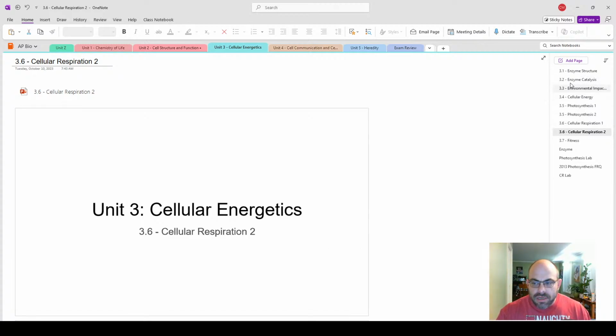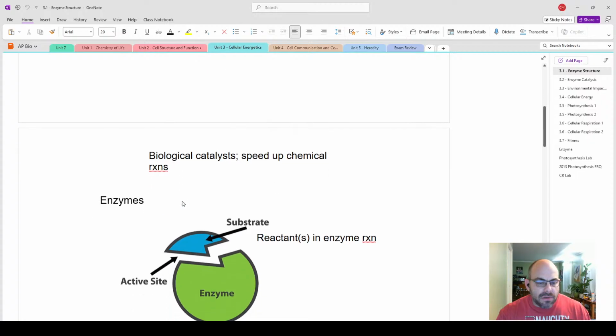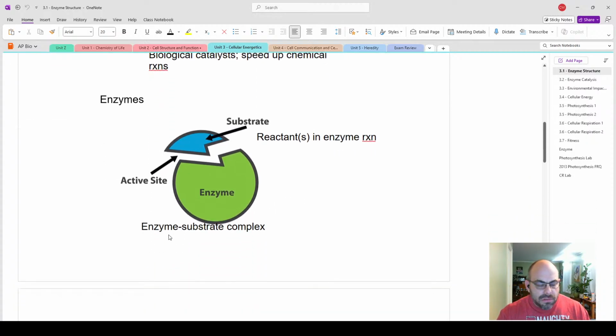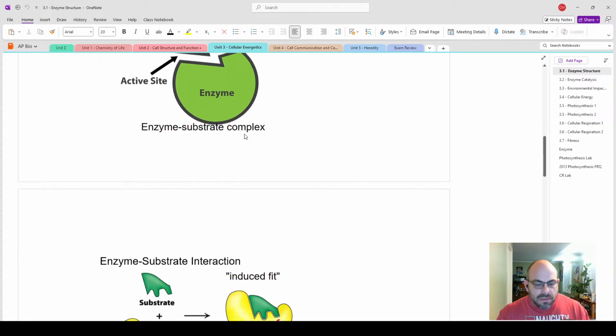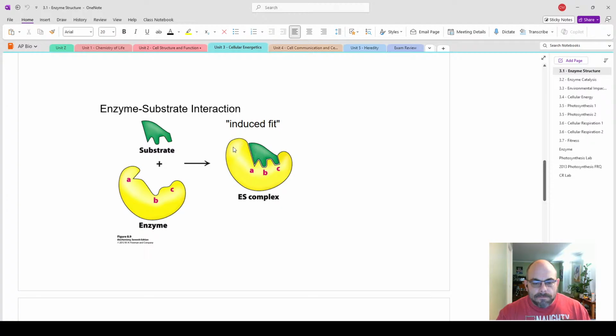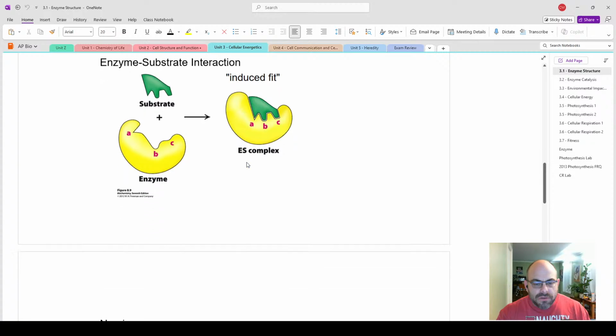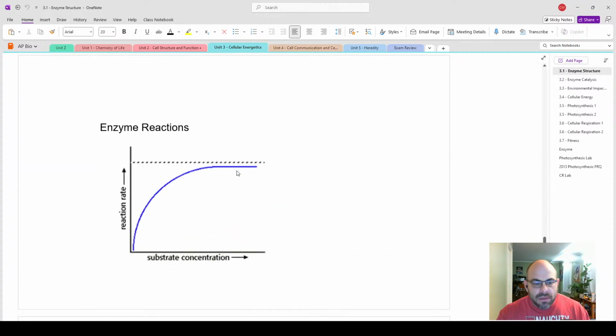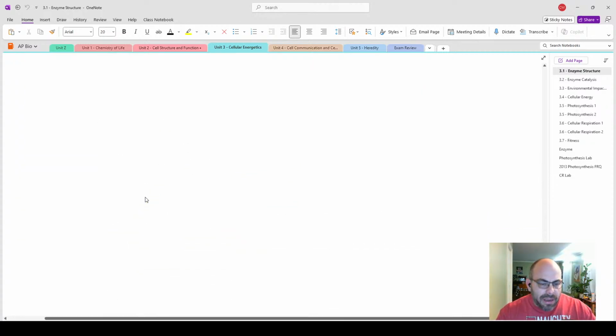Well, the first 3 sections of this unit were about enzymes, and so don't forget them. Enzymes aren't too bad, right? As long as you just remember your terms: enzyme, substrate, active site, all those terms. The enzyme is unchanged. The substrate is the thing that's being changed. You got this concept of induced fit we talked about, naming. Okay, and then graphs like this, being able to look at a graph.